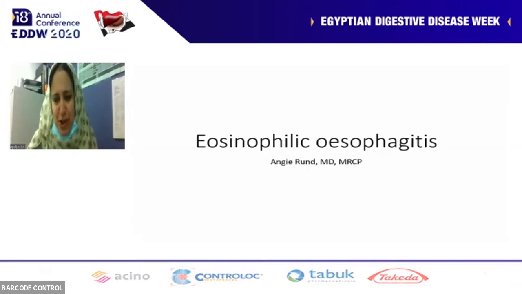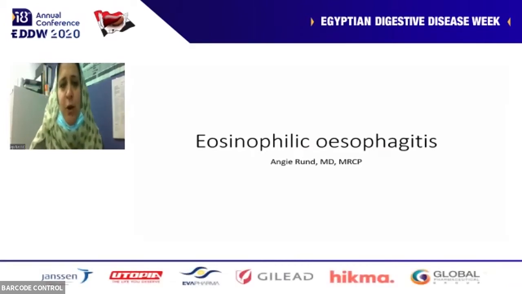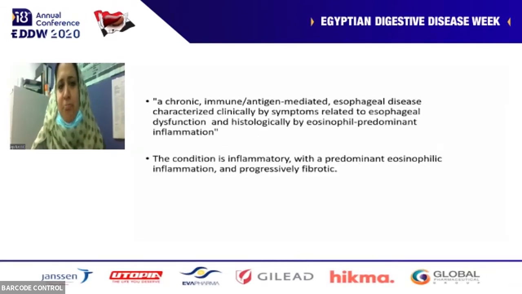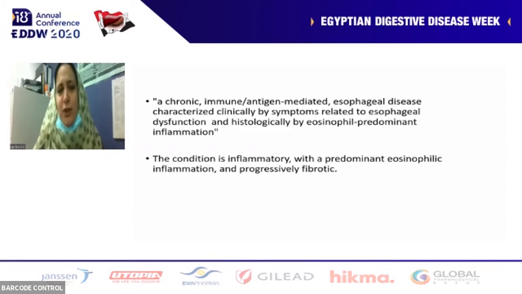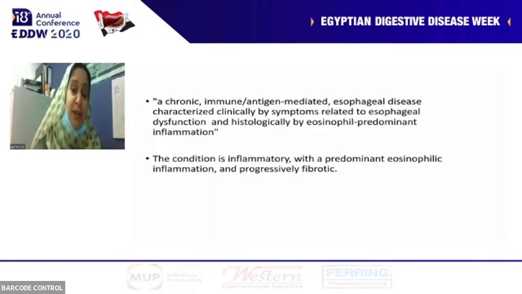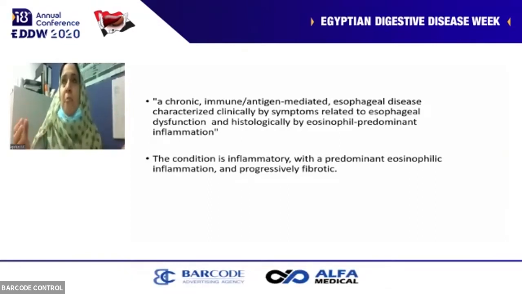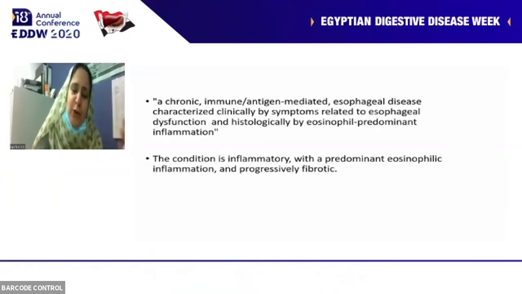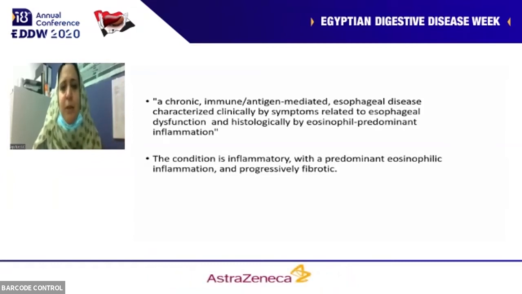That will be discussed by Prof. Motaz. We'll start the talk now. So eosinophilic esophagitis, sounding sophisticated, but it's a chronic immune antigen-mediated esophageal disease characterized by symptoms related to esophageal dysfunction and histologically by eosinophil predominant inflammation. So it's an inflammation that can pass on to fibrosis, but actually the eosinophils can go to other layers of the esophagus, the inner layers, causing a bit of esophageal dysmotility as well. So inflammatory with predominant eosinophilic inflammation, progressively fibrotic.